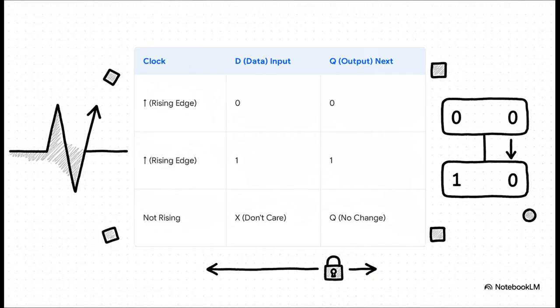Okay, let's break down this table for the most common type, which is the D flip-flop. D just stands for data. Look how simple but powerful this is. When the clock signal rises, that's what that little arrow means, the flip-flop takes a look at its D input. If it sees a 0, the output Q becomes a 0. If it sees a 1, Q becomes a 1. And here's the magic. At all other times, when that clock isn't rising, it doesn't matter what's on the D input. The flip-flop just holds its value. It ignores everything else and just remembers. It's a perfect little memory cell.